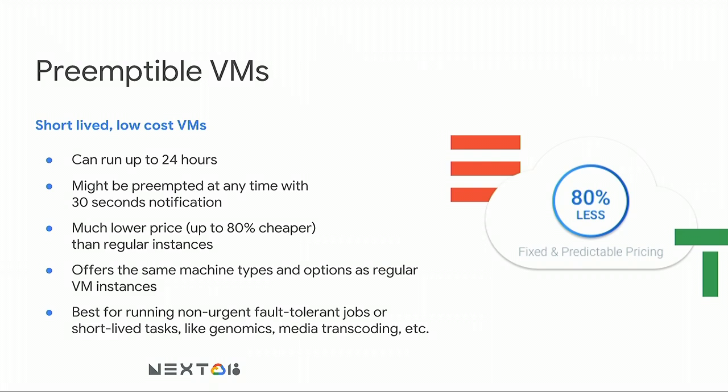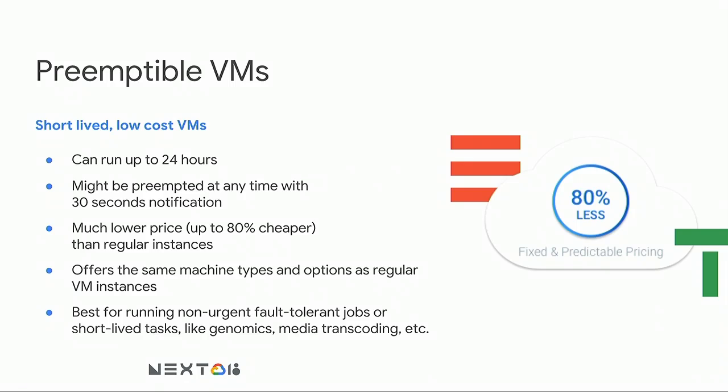The next one I want to touch on is preemptible VMs. What they are really is just short-lived, low-cost VMs. How short-lived? They can only run up to 24 hours, and that is if Google doesn't preempt you before that. Google might preempt your VMs at any time with a 30-second notification. So your workload better be pretty robust so that you can handle that kind of preemption.